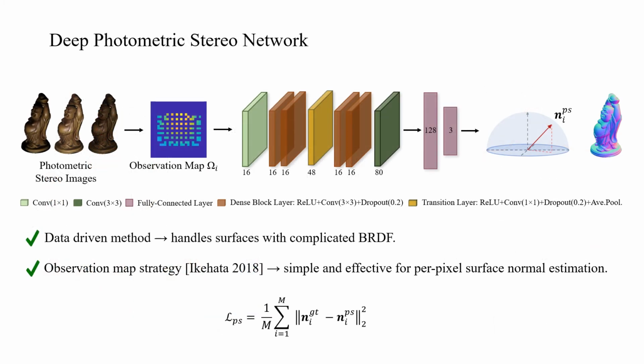To estimate surface normals from photometric stereo images, we utilize a deep learning framework. Choosing such a data-driven approach enables us to handle surfaces with complicated BRDFs without explicit mathematical modeling. We also use an observation map strategy, which is shown to be very effective in estimating per-pixel surface normals. For that, we construct observation maps for each pixel using observed intensity values due to all the light sources. Then we learn a mapping between the observation maps and the corresponding ground truth normals by minimizing the L2 loss function.